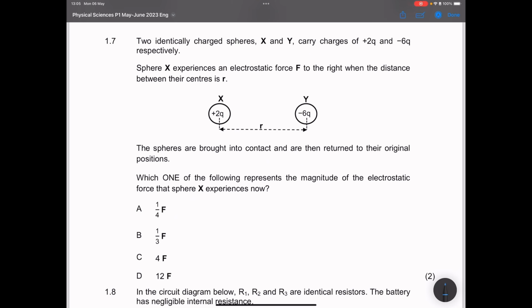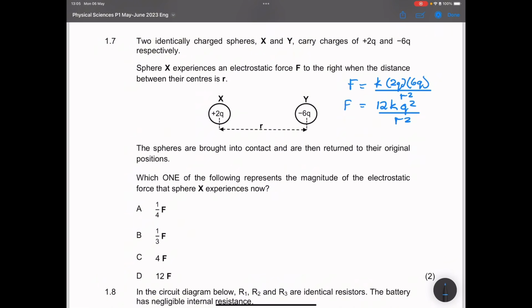First of all, ladies and gents, let's do this. The force that would be experienced by X at first would be 2Q multiplied by 6Q, regardless of the sign of the charge in this case, divided by R squared. So that means that F would be K, 6 times 2 would be 12. So I'll say 12KQ squared divided by R squared.